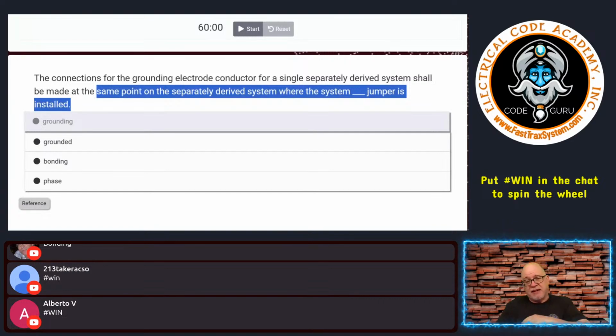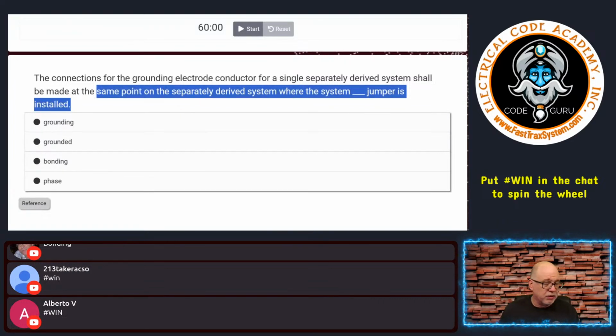This is part of understanding definitions, although we will show you where this is in the code, by the way. You know that there is no such thing as a system grounding jumper. There's no such thing as a system phase jumper. You should know this by now in your trade, if you put in the time getting ready to take an exam, or you're learning the code. That meant that you had to put in a certain amount of prerequisite hours in order to sit for an exam. You know that there's no such thing as a system grounded jumper. You know that there's only one logical choice in here.